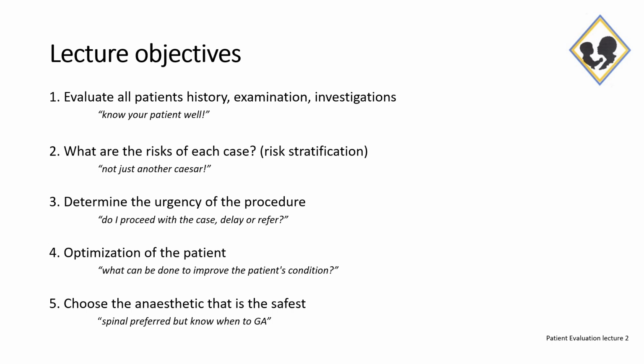Fourthly, optimization of my patient. What can be done to improve the patient's condition? Is there anything before we start the case that I can do to improve the patient within the time that is available? And then lastly, choose the anesthetic that is the safest. For the majority of patients, this will be a spinal anesthetic, but you have to know the contraindications and then how to perform a general anesthetic and prep the patient for a general anesthetic well.